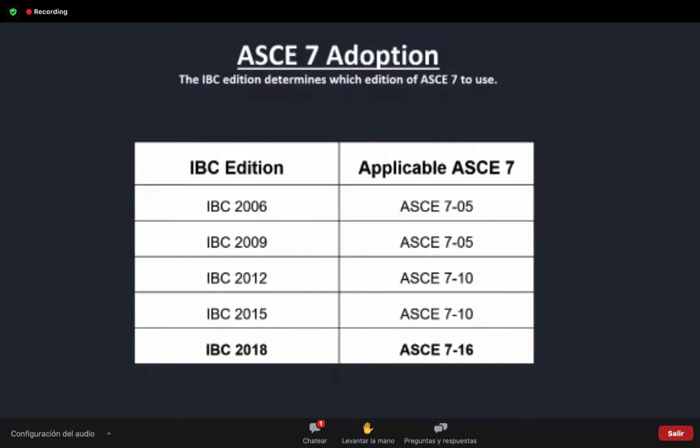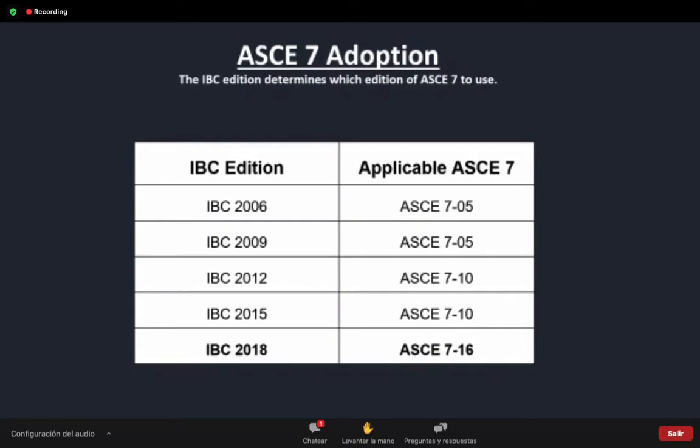Well, from there, the IBC has adopted the ASCE 7 throughout the years. And so you can see in 2006, they adopted ASCE 7-05. 2012, they adopted ASCE 7-10. Well, the latest one, IBC 2018, they adopted ASCE 7-16. So you can see the evolution.